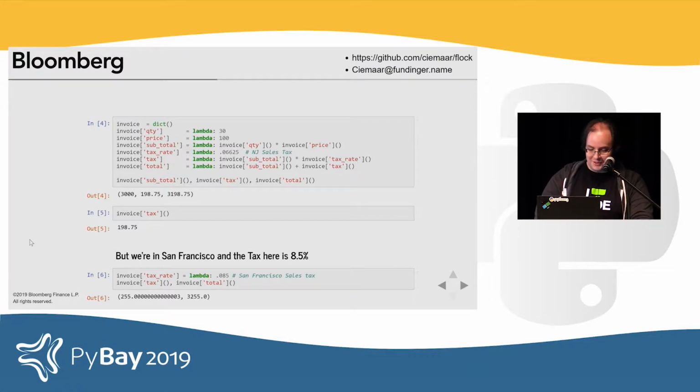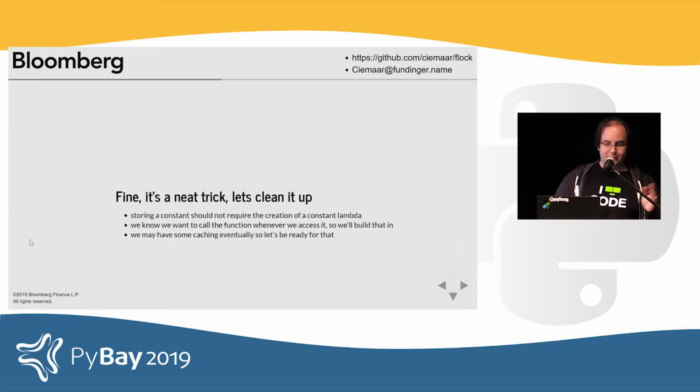Okay, nobody knows. So I think the sales tax rate here is 8.5%, so we change the value on that, and we just call the tax value and the total value, and we just get those values. And now the bottom line value here is 3255, without re-entering the whole thing, without recalling the whole thing. Fine. It's a neat trick.